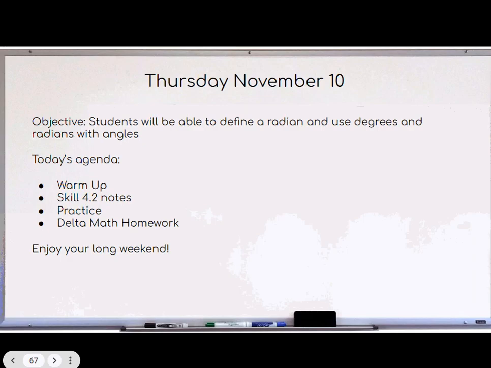All right, guys. So today you're going to do a little warm up from stuff from last class, the special right triangles. Then we'll do the notes for 4.2. It's all about radians and degrees, different ways to measure angles. We'll do some quizzes in class for practice. And then you've got Delta Math homework and you have a long weekend. Okay? Guys, anybody questions before we get started?